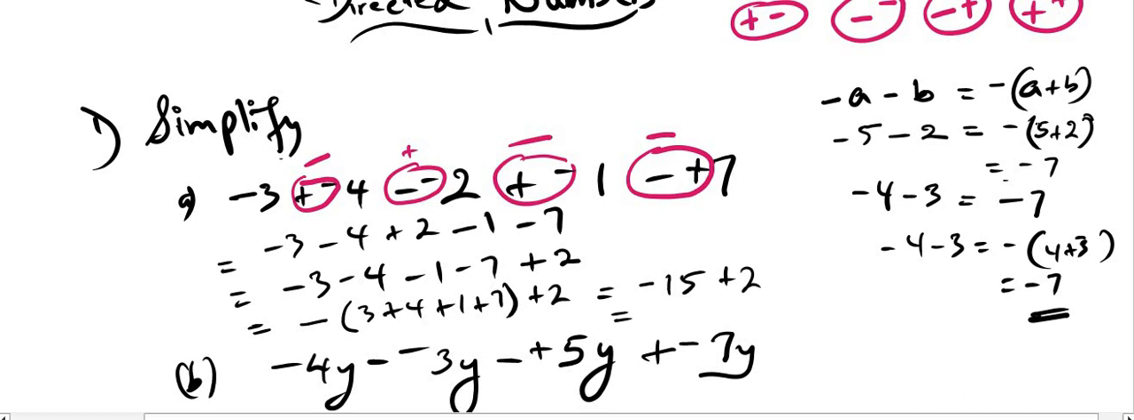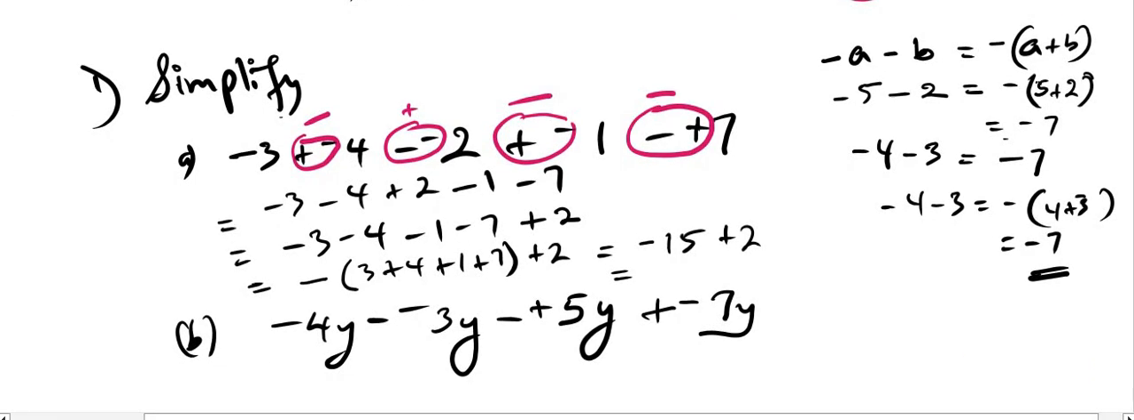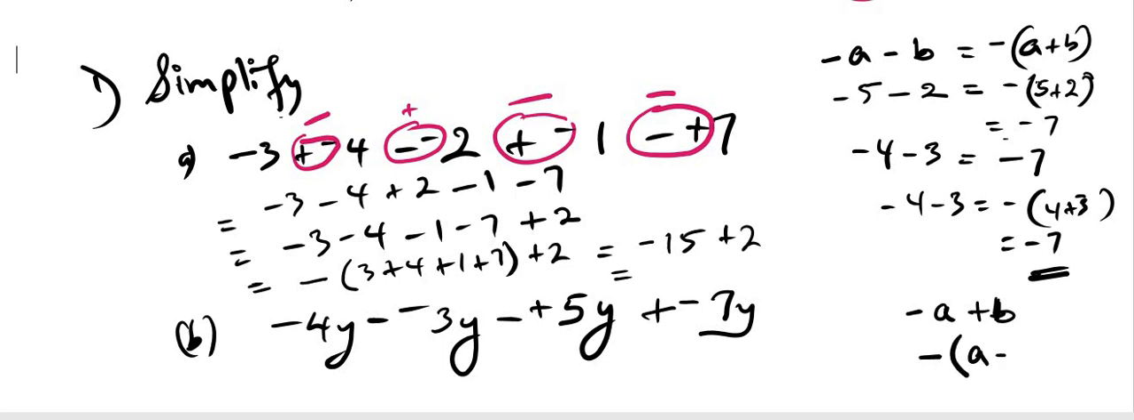Well, here's the thing. If we factor out a negative from this, look: negative a plus b. Let's see if we can actually do that. If I factor out negative, what am I saying here? I'm saying a minus b. Right? A minus b.